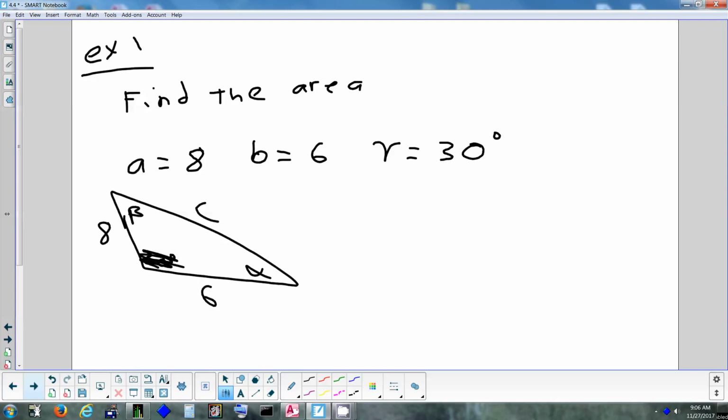Now, let's say they did something like this. Okay, don't write that down. I'm going to put it back the way it was. But in that case, they didn't give me what I needed. So we would have to do a little bit of work to figure out that angle. And that's where you could use law of sines or law of cosines. Okay, we've done that. But in this case, we don't need it.